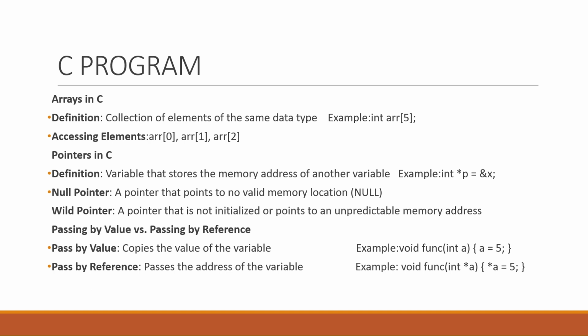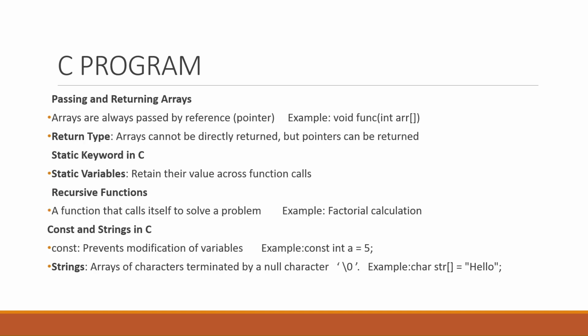Addresses. There are two types of calling: calling by reference and calling by value. Calling by value copies the value of the variable. Call by reference passes the address of the variable. Passing and returning arrays. Arrays are always passed by reference.